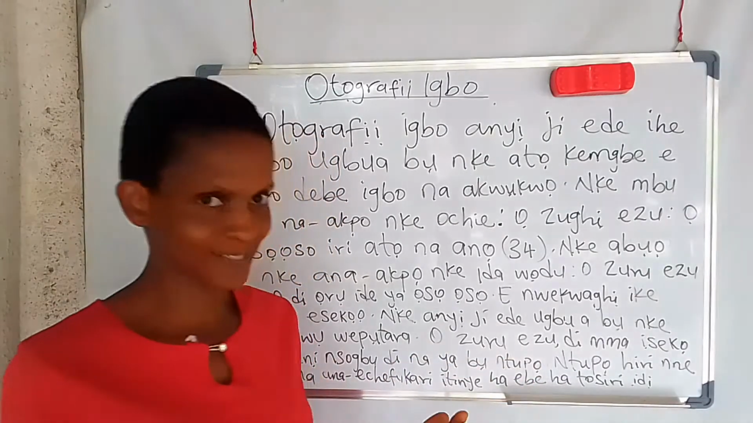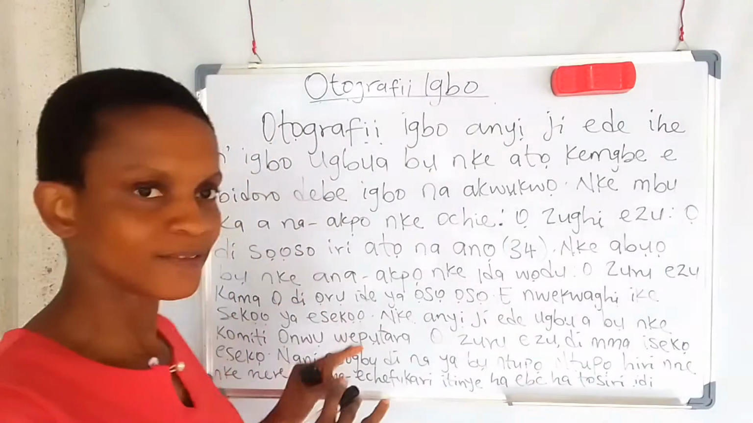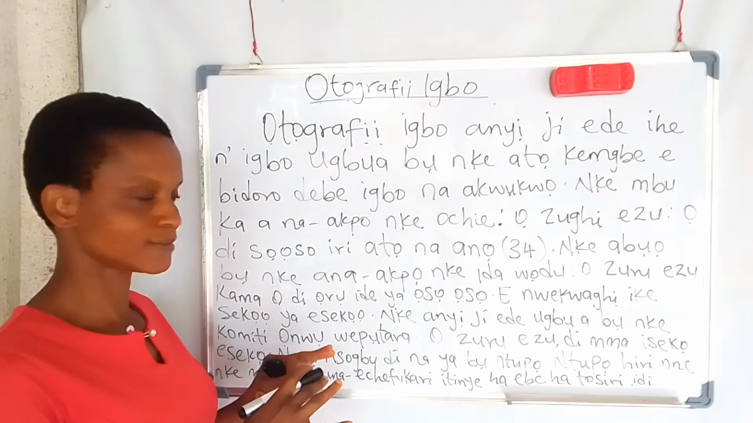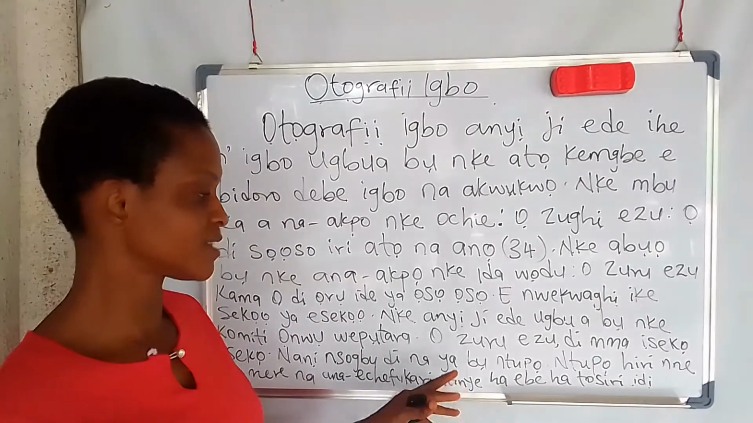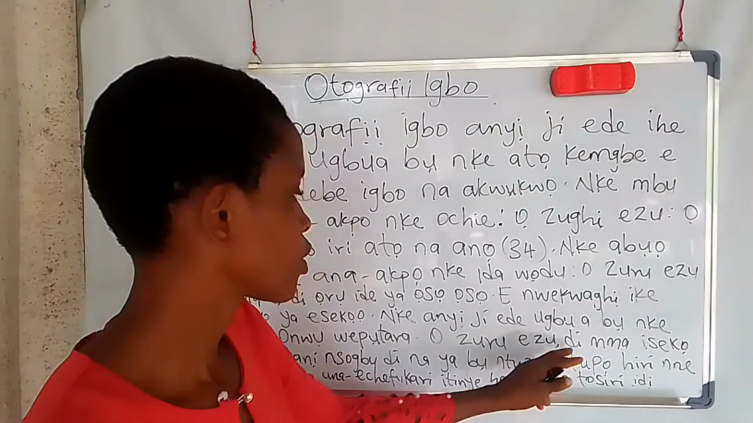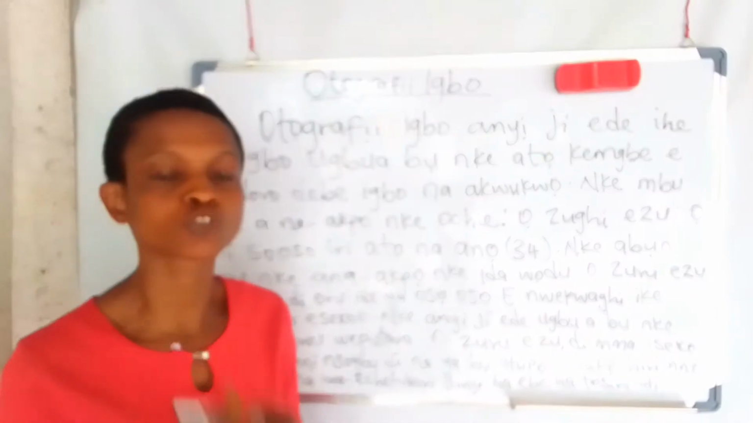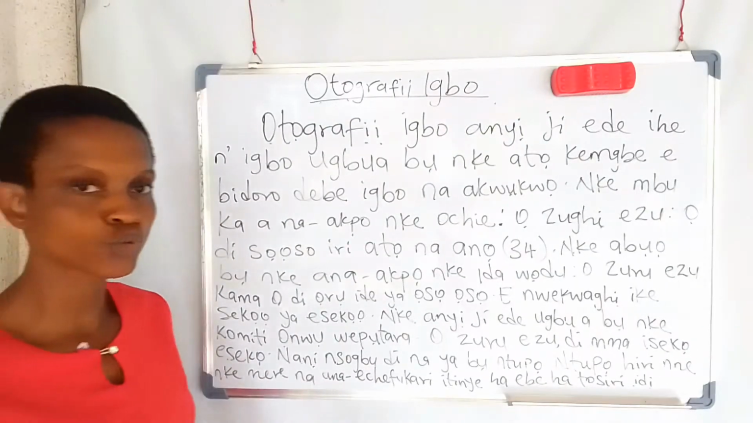Ozuru ezu. These are the reasons why we are using this very one. The first reason is that Ozuru ezu is complete. It is complete. Odemma eseko. It is easy to do what? To join or to combine together with other words.